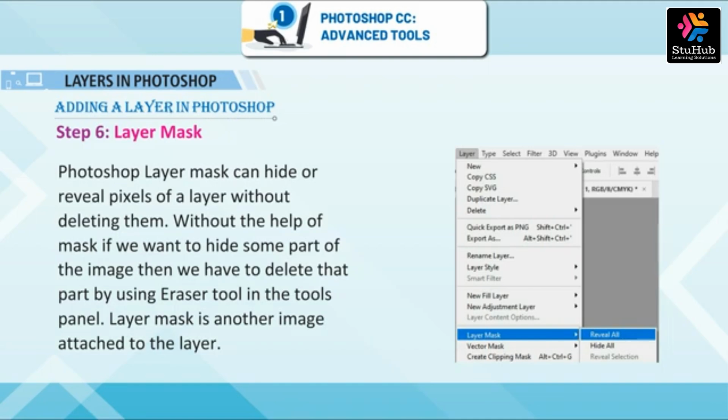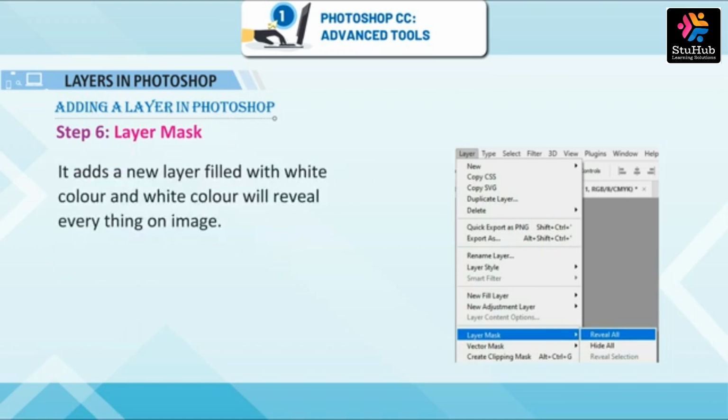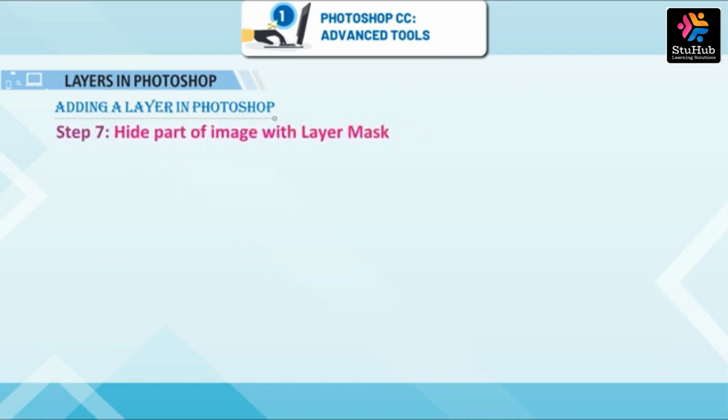A layer mask is another image attached to the layer. We can add a layer mask by clicking on this icon, or another option is to select the layer, open the layer menu, go to layer mask and choose reveal all. It adds a new layer filled with white color, and white color will reveal everything on the image.